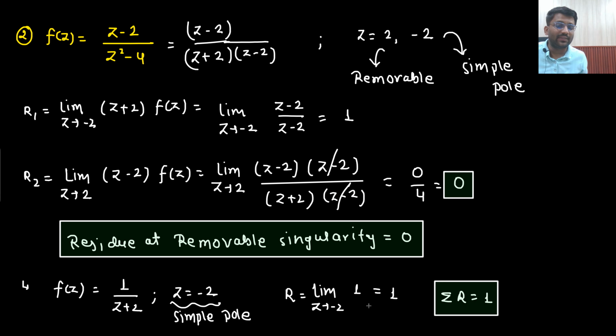Sir, here there was another singular point. Absolutely there was another singular point. Sir, the other singular point was z equals to 2 as well. But sir, that was removable, and I know that, sir, residue for the removable singularity will be 0 only. I don't need to consider them.